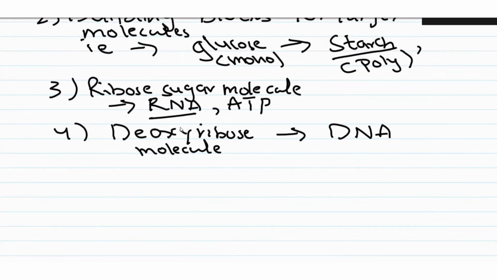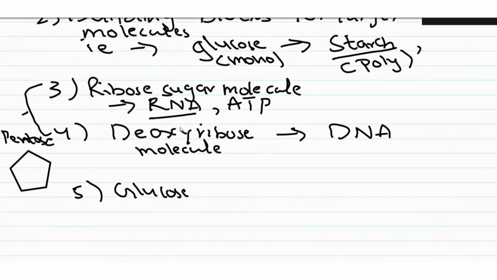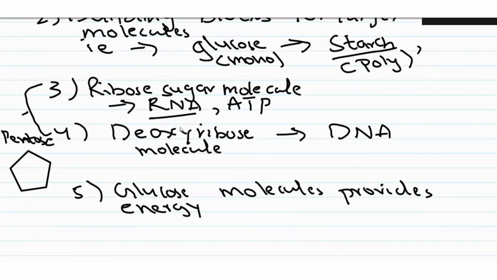Both are pentose molecules. That means they have 5 carbon chain structures. Last but not least, glucose molecules provide energy in metabolism.